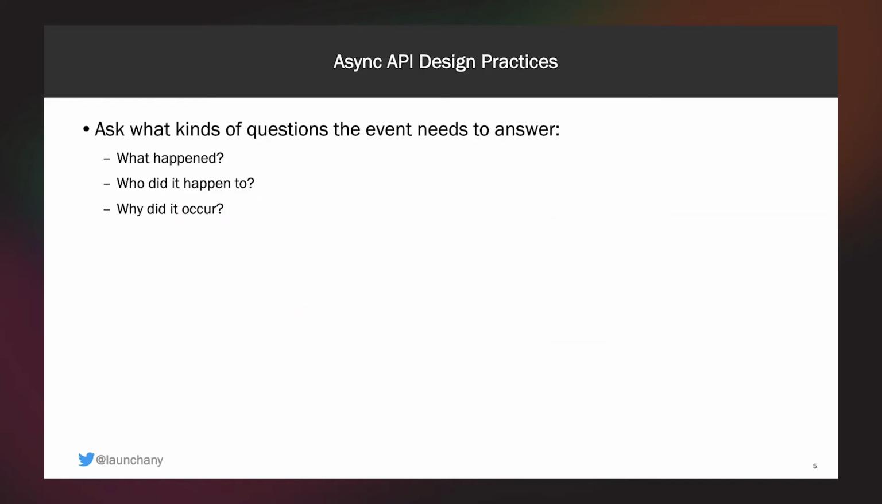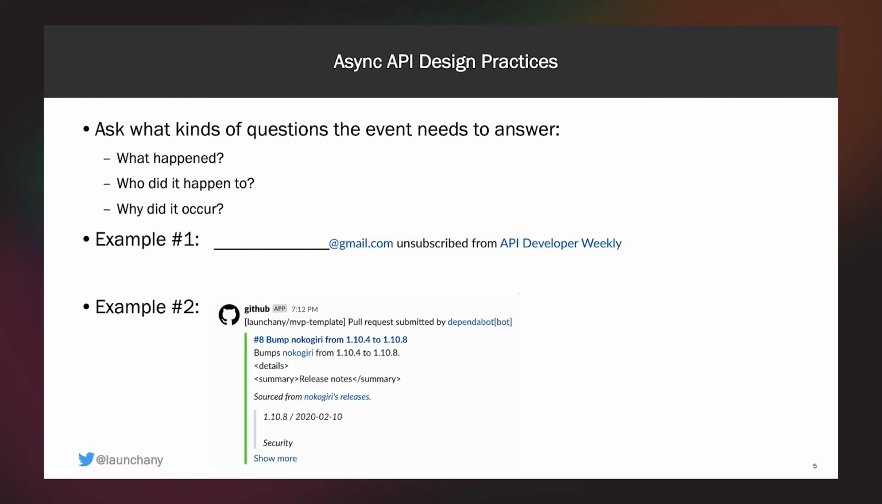In the async API world, we really need to answer different kinds of questions for the people that are going to be using our APIs. In the case of async APIs, we want to ask questions and make sure that we answer what happened, who did it happen to, and why did it occur. One example of this may be notification of a subscription or an unsubscribe event to a newsletter. So we want to know when those things occur so that we can take appropriate actions.